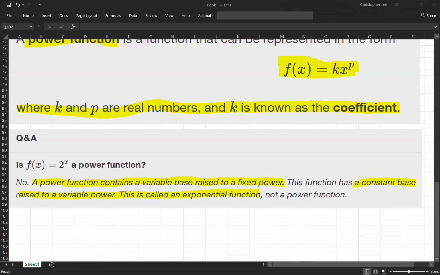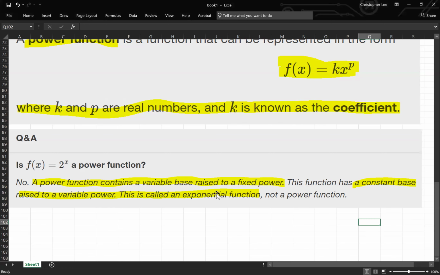Exactly. The base, right, is the variable instead of the exponent.